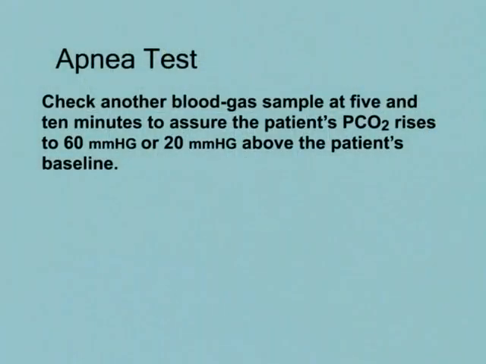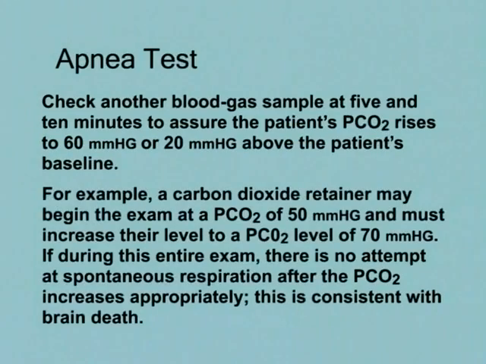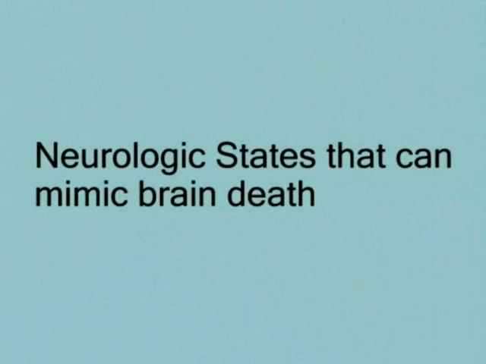We check another arterial blood gas sample at 5 and 10 minutes to assure that the patient's PCO2 rises to 60 or 20 above the patient's baseline. For example, a carbon dioxide retainer may begin the exam at a PCO2 of 50 and then must increase their level to a PCO2 of 70. If during the entire exam there is no attempt at spontaneous respiration after the PCO2 increases appropriately, this is consistent with brain death.